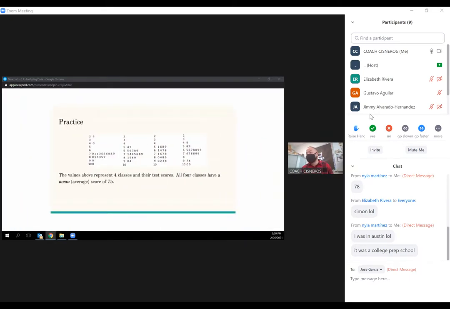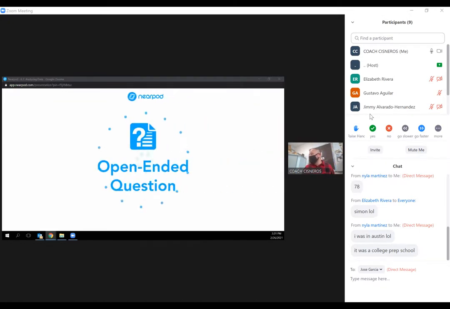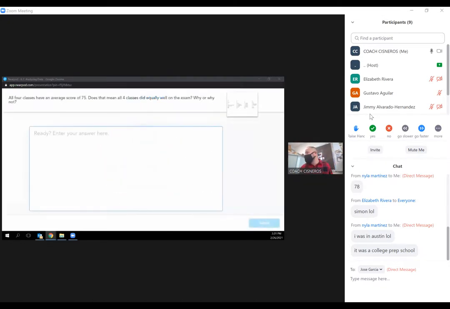One of the last things with the stem plots: take a look at these four classes, because I want to relate this to how I kind of show you guys. Imagine these are four classes that I have, and they all took a test. All four of these classes have a mean of 75. Good or bad? On the first take, what do you think? All classes average passing. Good, right? Does that mean that all four of these classes did about the same? They said equally well.